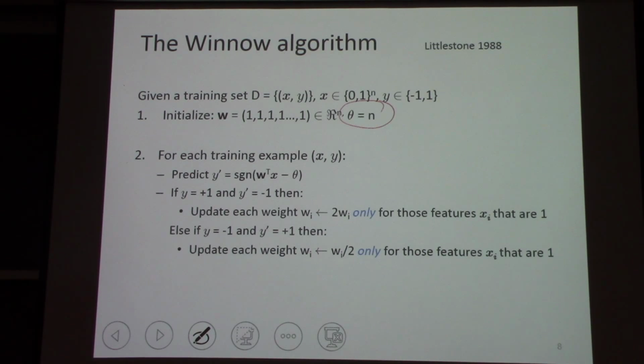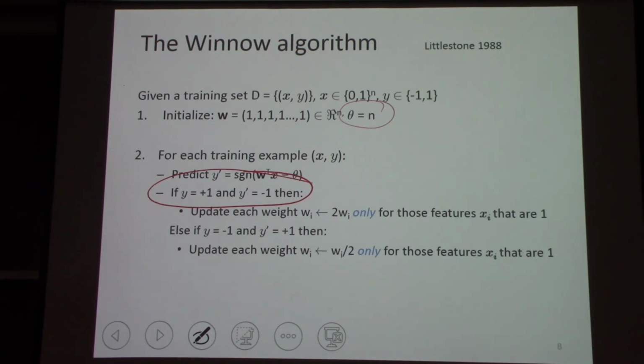And the update is different though. If the true label y is positive and the prediction is negative, you go element wise in your weight vector, and all the features that were present in the input, the corresponding weights, you just double them. Okay, and I'm going to step through this algorithm with an example, so we'll have multiple opportunities to see this.